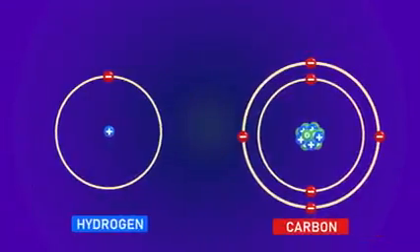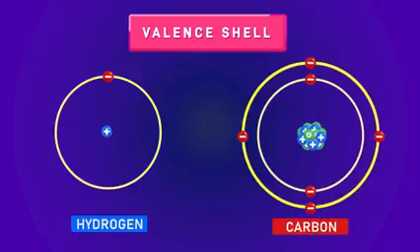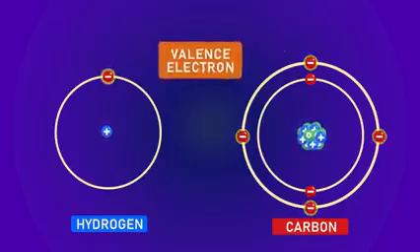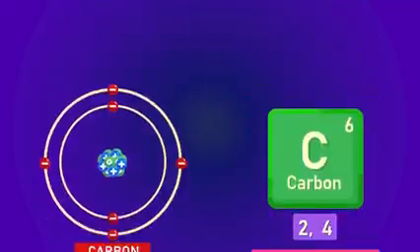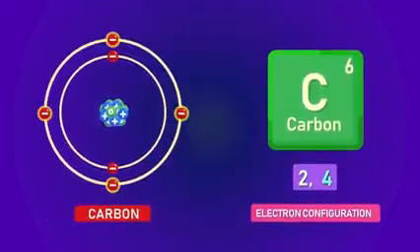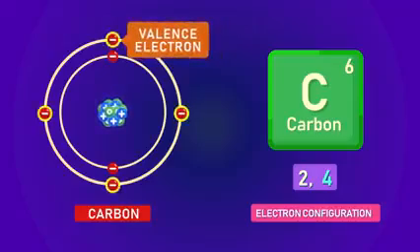What are valence electrons? The valence shell of an atom points to the outermost shell of an atom. The electrons in the outer shell of an atom are known as valence electrons or outer electrons. For example, as hydrogen has only 1 electron, that electron will act as a valence electron. In the case of carbon, it has 4 electrons in its outer shell. Therefore, those 4 electrons will be called valence electrons.